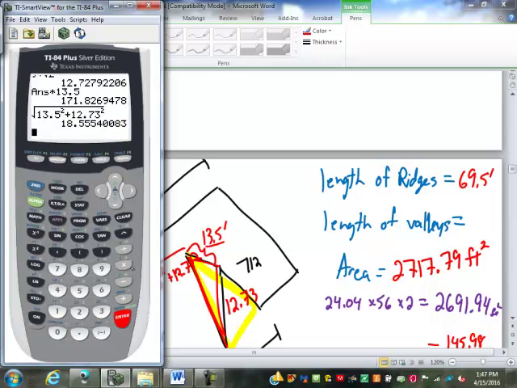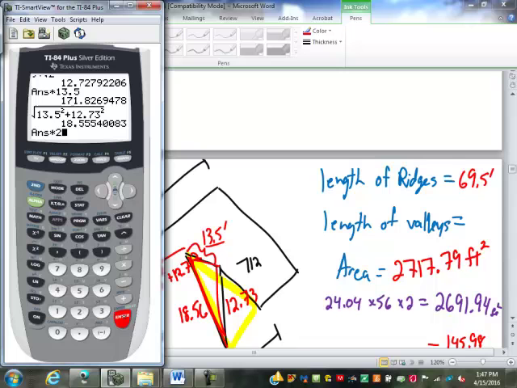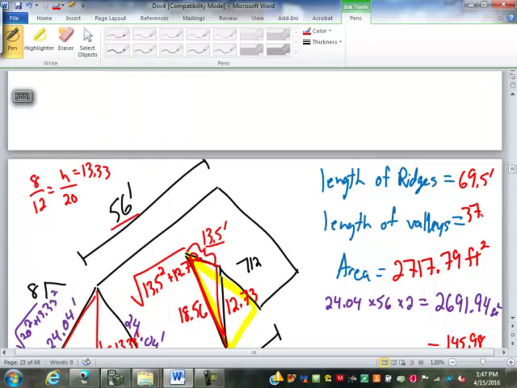Gives me 18.56 feet on each. So I'll multiply by 2. 37.11 feet of valley. Again, estimated probably 38 feet of valley. What do you think? Not too bad at all, huh?